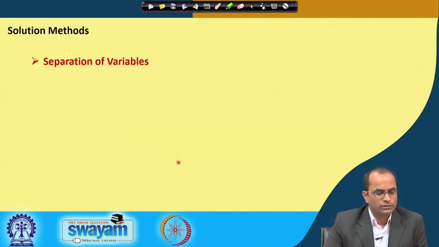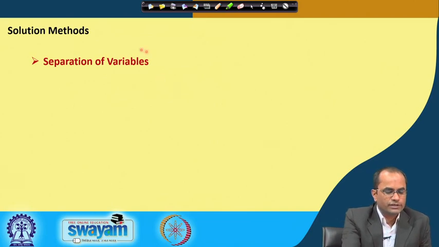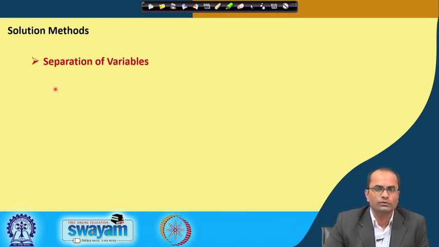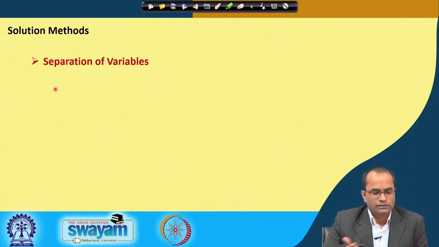So, the solution techniques. What are the solution methods? The first one is the separation of variables. We will quickly review some of the techniques which are very fundamental or basic, and they are required at every stage for solving differential equations. So, one of them is the separation of variables.